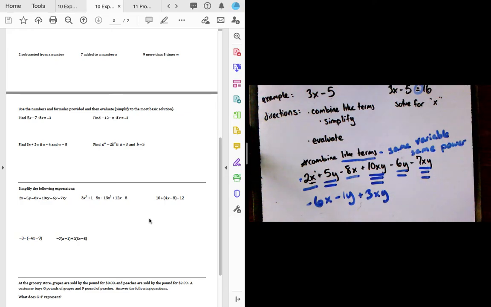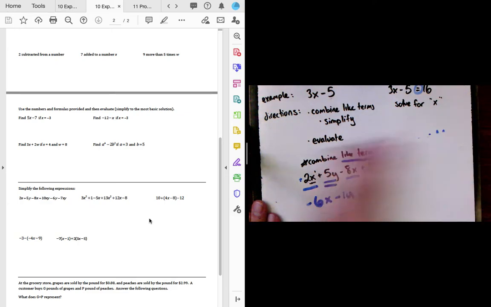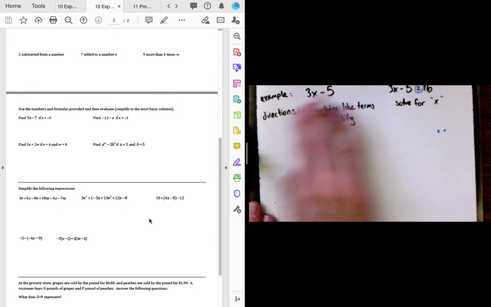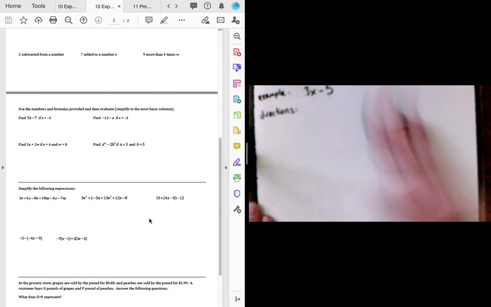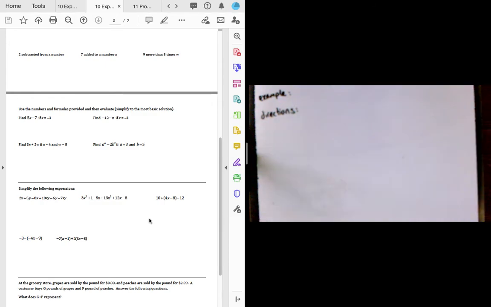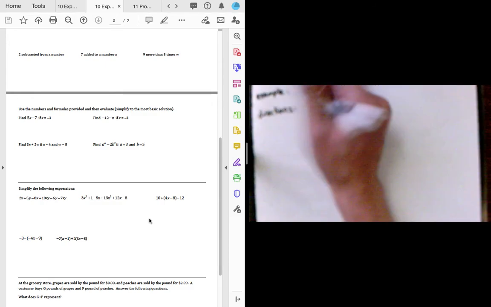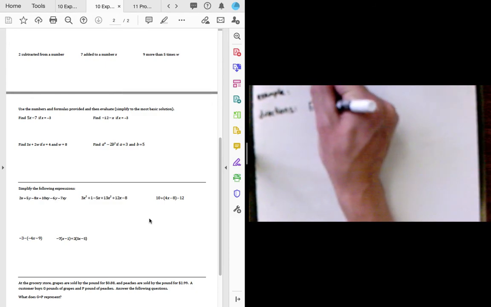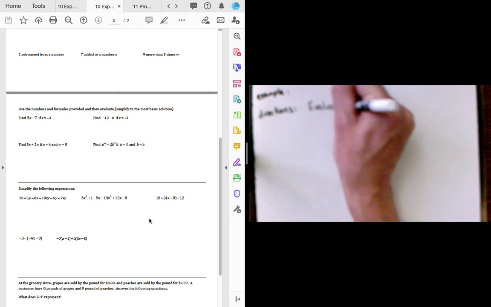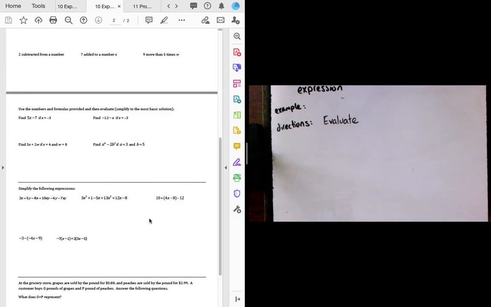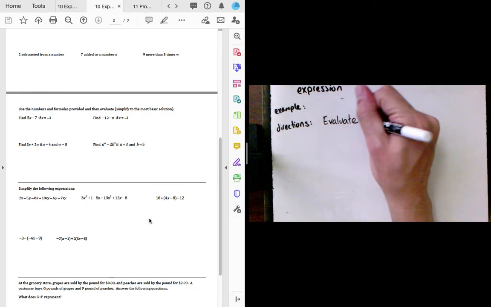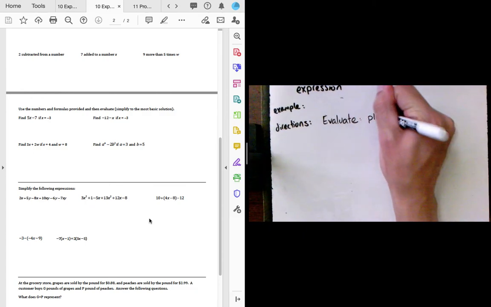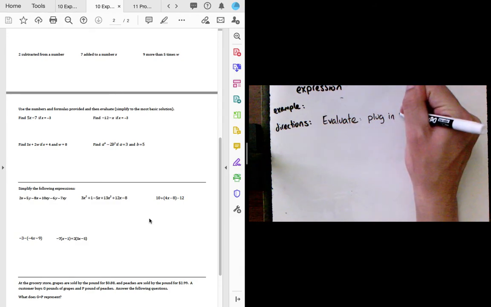Now there's more that we can do with expressions. Another important thing that we're asked to do with expressions is to evaluate. To evaluate an expression really means to plug in for the unknown.